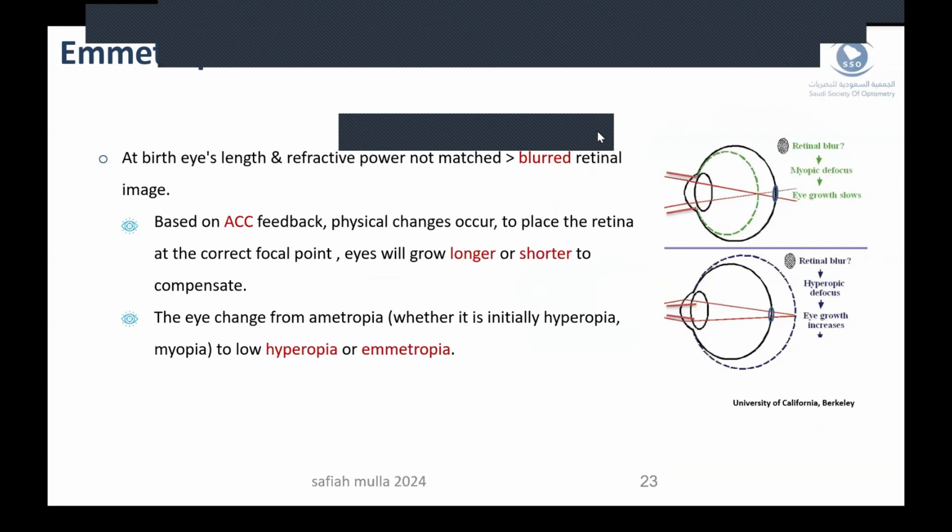Because of those blurred retinal images, there's going to be a field of accommodations, and the child will try to make accommodations to make this clearer. According to the feedback from the accommodations, physical changes are going to happen to place the retina at the correct focal point of the image, and then the eye will grow either longer or shorter to compensate for that blurred image. The eye changes from ametropia, whatever is initially hyperopia or myopia, to low hyperopia or emmetropia if it happens. That's the normal development that should happen if there is nothing wrong going on with the child.